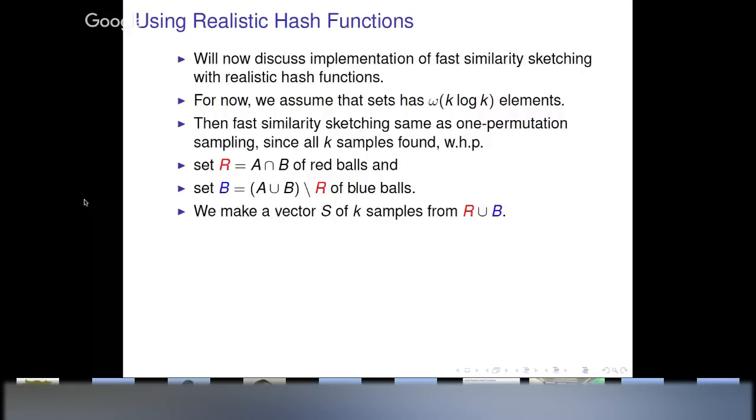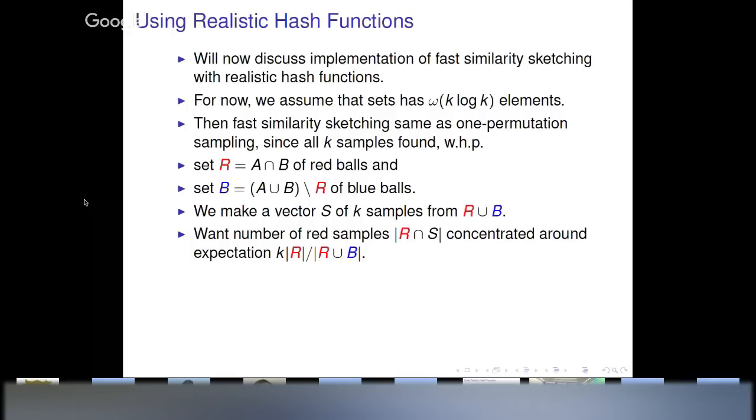And we're going to try to estimate the number of red balls amongst these balls. So we want to make a vector of k samples from the red and blue balls. And we want this nice concentration that the number of red samples is what it should be.